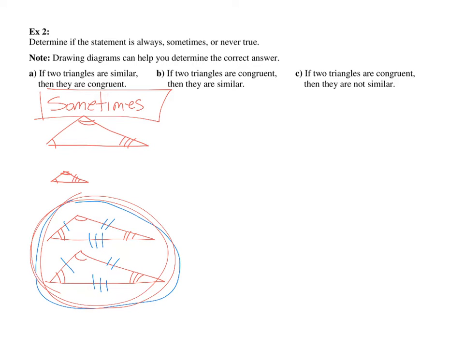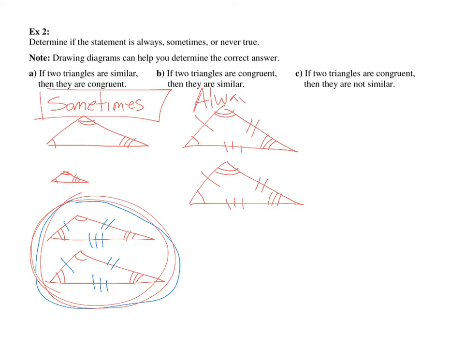For part B, if two triangles are congruent, then they are similar. Okay. If they're congruent, that means all the corresponding angles are congruent and all the corresponding sides are congruent. Okay? Then they are similar. All right? This is always true. All right, if two triangles are congruent, then they have to be similar. And the ratio of the corresponding sides would be automatically 1 to 1.